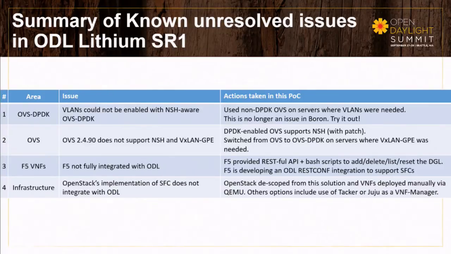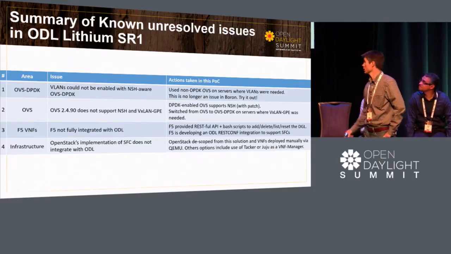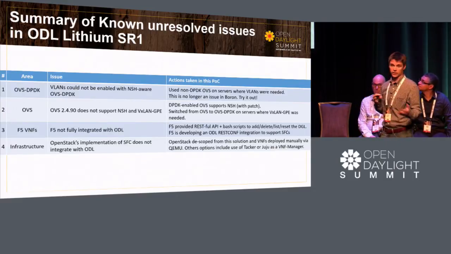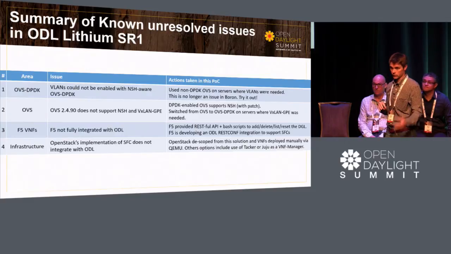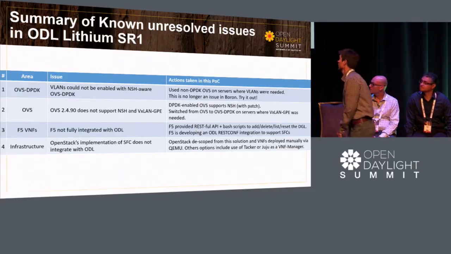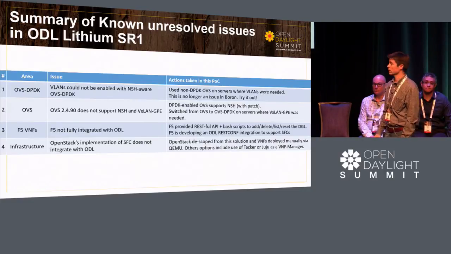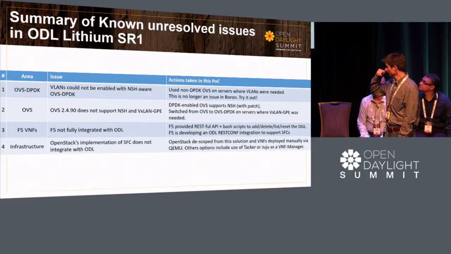Some other issues that remain unresolved. So the first one there on the left, the VLANs with OVS DPDK. VLANs cannot be enabled with NSH-aware OVS DPDK. And as Tarek went through, there were some different settings we had on the server. Some were just called vanilla OVS, and some were OVS DPDK. So we used OVS DPDK on servers where VLANs were needed. Again, this is no longer an issue for us, so we encourage you to try it out.